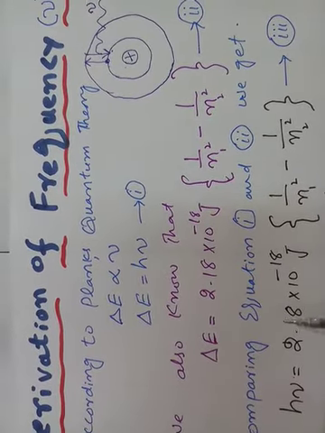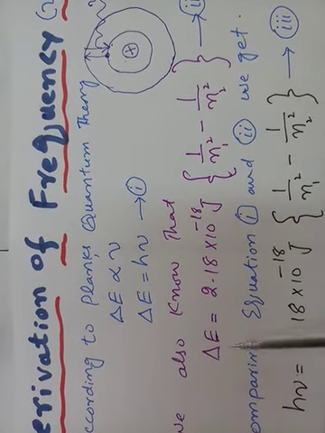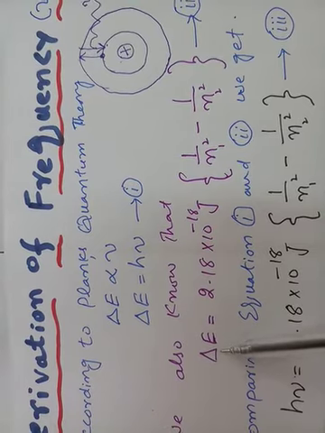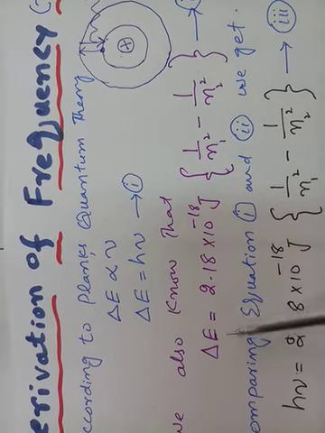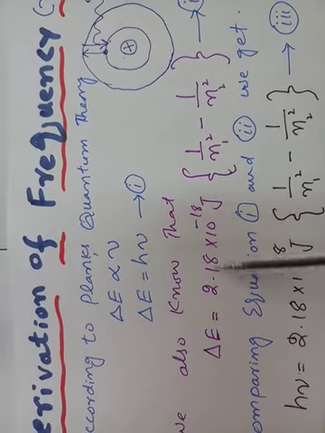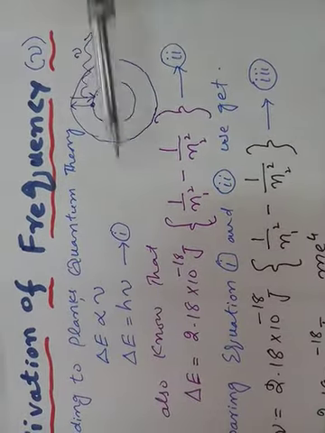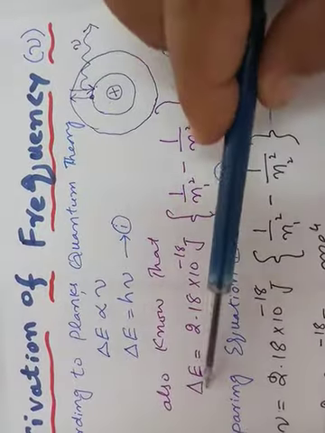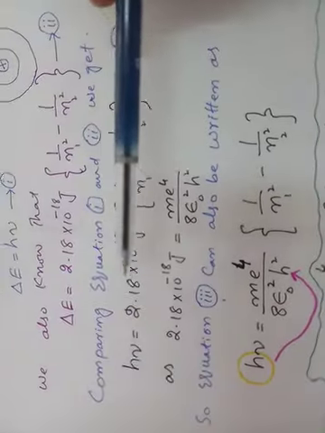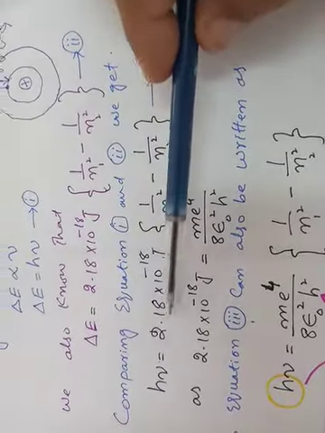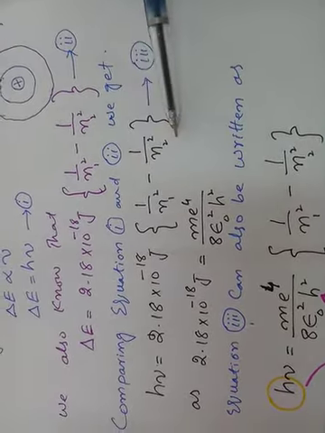But in this video, a few minutes ago, we have also derived an equation: del E is equal to 2.18 into 10 to the power minus 18 joule. This is for the energy difference between the two orbits. Now compare this equation 1 with this equation 2. We know that del E is equal to h nu and del E is equal to this term, so h nu becomes equal to this. By comparing these two equations, we get h nu is equal to 2.18 into 10 to the power minus 18 joules into 1 by n1 square minus 1 by n2 square.